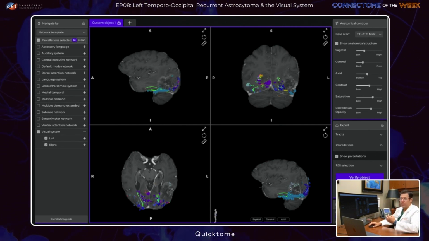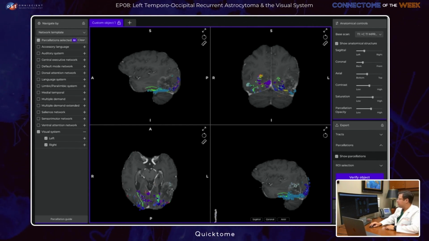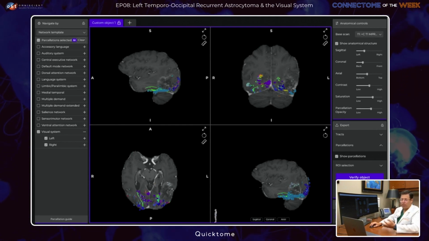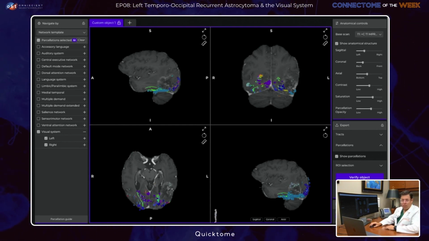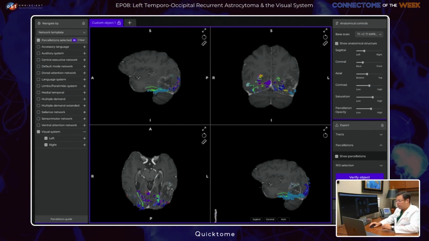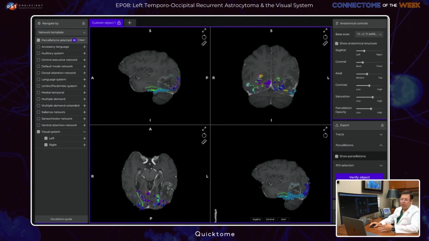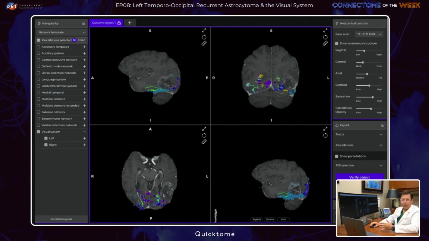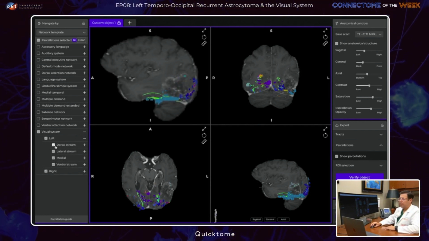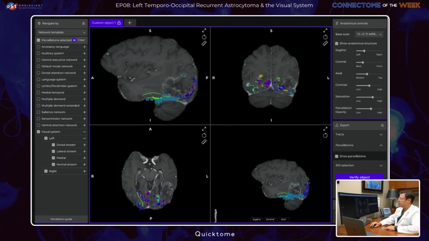But it's important to recognize the risk associated with removing this tumor, specifically at the edges, and that the patient may have difficulty not only with their speech, if there's edema in the frontal aspect, but also with vision. Understanding the difference between receptive or expressive aphasia and visual agnosia is critical for understanding these networks and how they work. Again, we can use Quicktome here, by a process of elimination, to understand how much of the visual network is really involved in these components of the tumor.